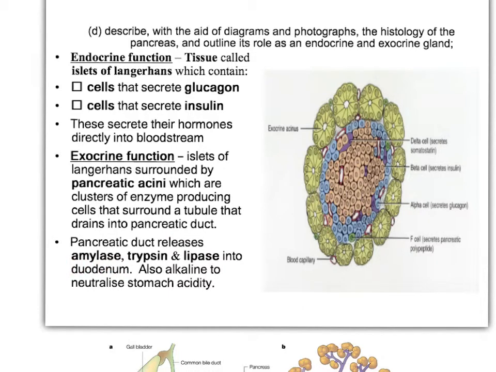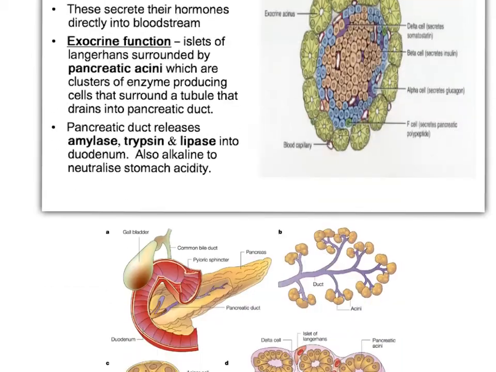And these enzymes: amylase, which is a starch digesting enzyme, breaks the starch into maltose; trypsin, which is a protease, breaks down protein molecules; and lipase breaks down fats into fatty acids and glycerol. As well as those, it also produces sodium bicarbonate, which is an alkaline substance which is there to neutralize stomach acidity.